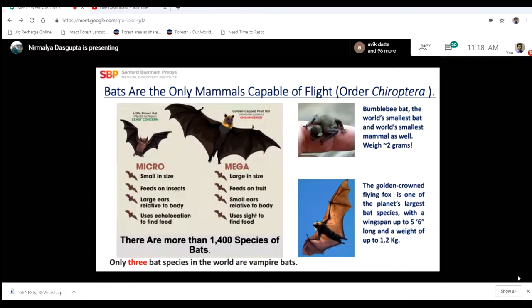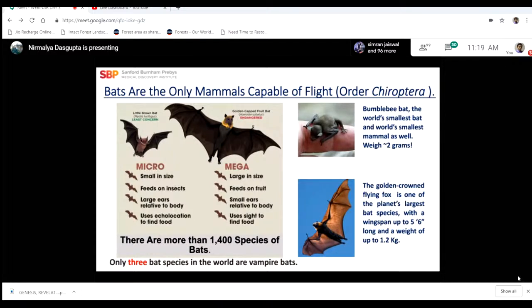Now, I read a little about these bats because I think most of you know this, but still I have to tell it. There are two types of bats, micro and mega. Micros are small in size and feed on insects. Because of their echolocation, they have large ears. Mega bats are large and they are endangered. They feed on fruit and they have small ears because they use sight to find their food. And there are diseases, after rodents.